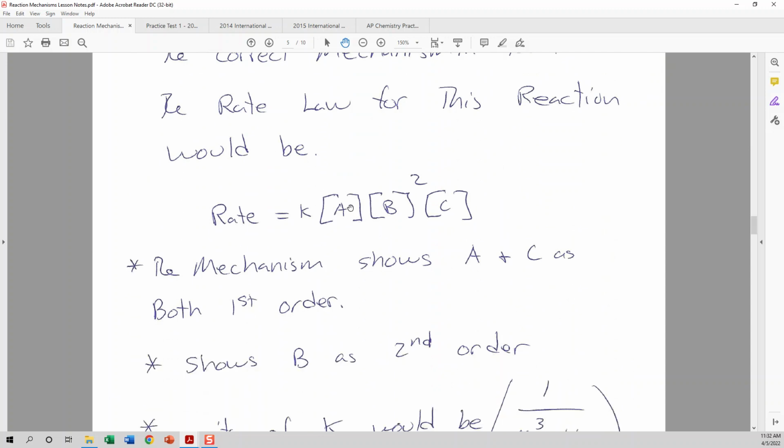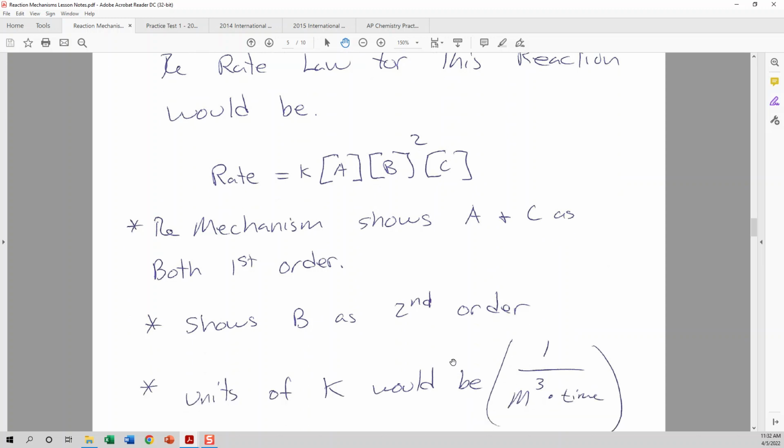So what that mechanism is showing is A and C are both first order reactants, but B is second order. And if we wanted to find the units of k, the rate law constant, it would be 1 over molarity cubed, because the reaction order would be 4, 1 plus 2 plus 1, and then whatever our unit of time is. But that's just review from the previous lesson. So let's go back and see how that reaction mechanism gives us these reactant orders.